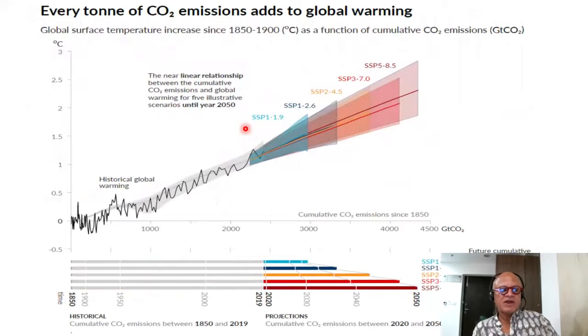The final thing from AR6 that I want to point out is that if we look at the cumulative carbon, every ton of CO2 emissions adds to global warming. Global surface temperature increase since the 1850 to 1900 average as a function of cumulative CO2 emissions in gigatons CO2 since 1850, and the warming. Here is the historical global warming. The near linear relationship between cumulative CO2 emissions and global warming for 5 illustrative scenarios until 2050.